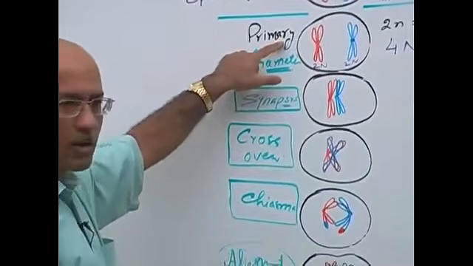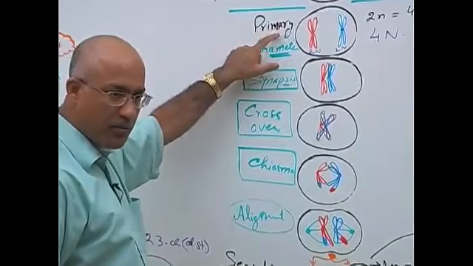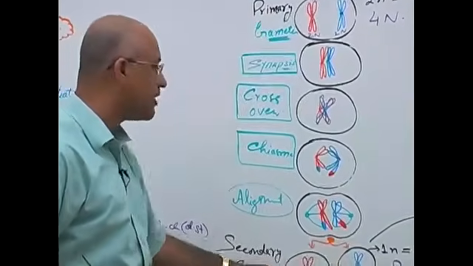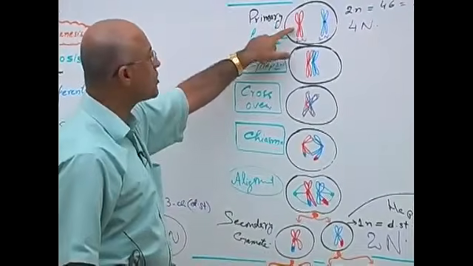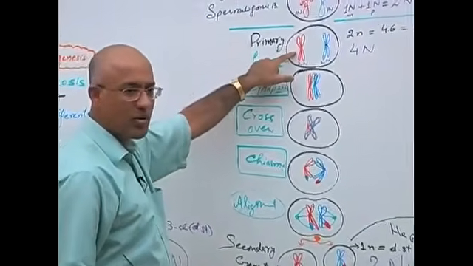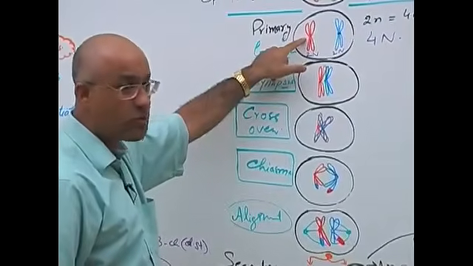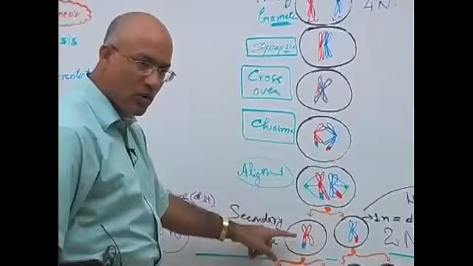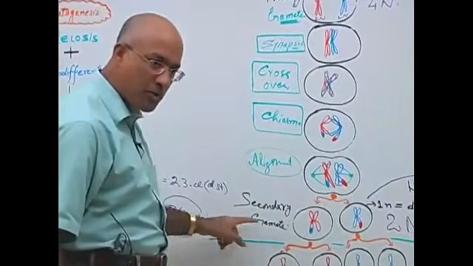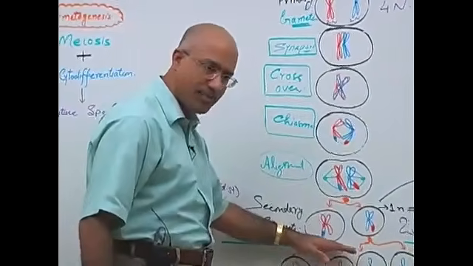At the beginning of meiosis, primary gametes are at the beginning of meiosis, and one primary gamete gives a secondary gamete at the end of the first meiotic division. In the beginning, how many chromosomes were there? 46 double structured. So they were diploid cells with 4N. Here there are 23 but double structured. So haploid number of chromosomes but 2N. Is that right? So this completes our first meiotic division.